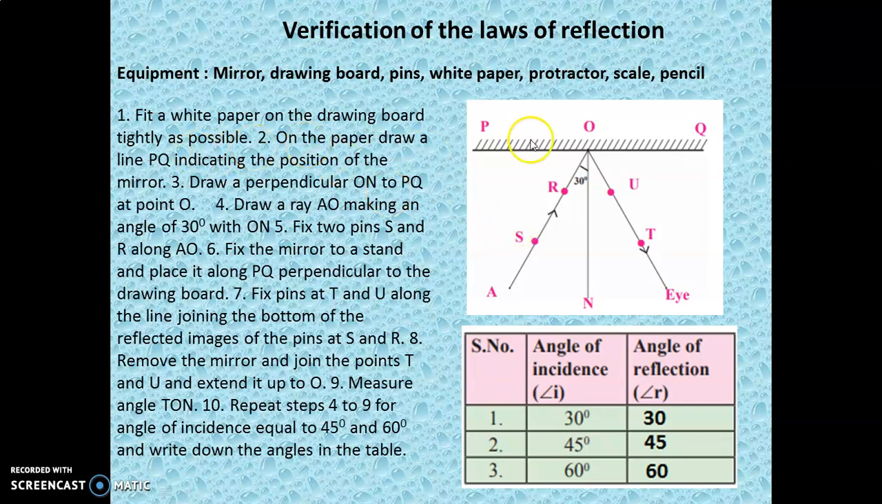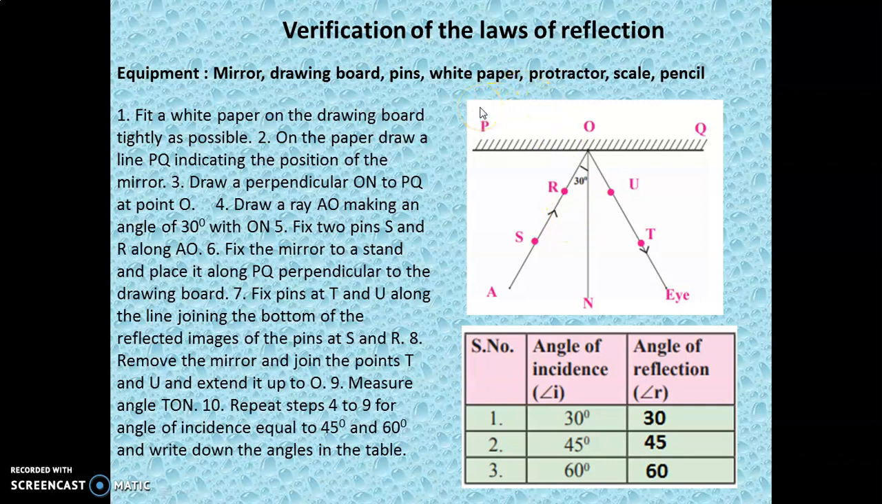We need a mirror, which is denoted by PQ. This small line indicates that it's a mirror. This is the reflecting surface, and this is a coated surface, painted with some color. You all have seen a mirror: one side is shiny, one side is painted. So this line shows the painted side. Then we need some board pins, a white paper, a protractor to measure the angle, a scale to draw the lines, and a pencil to draw.